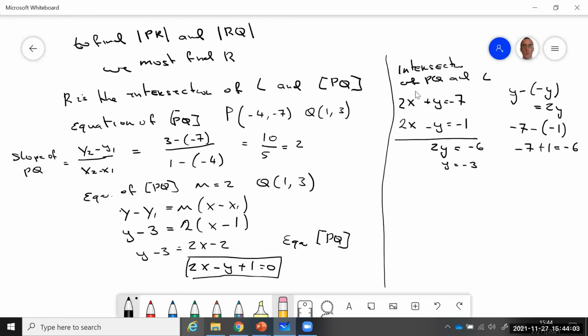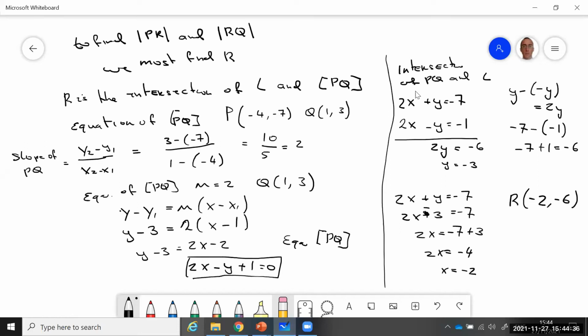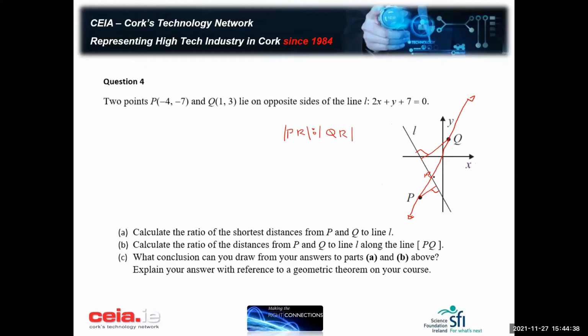So if you sub your y equals negative 3 into either formula, let's sub it into 2x plus y equals negative 7. Therefore 2x plus negative 3 equals negative 7. Therefore 2x equals negative 7 plus 3. 2x equals negative 4. x equals negative 2. So OR, the name that we just made up ourselves for the point of intersection of PQ and line L, is negative 2, negative 6. Okay, so this point right here is negative 2, negative 6.